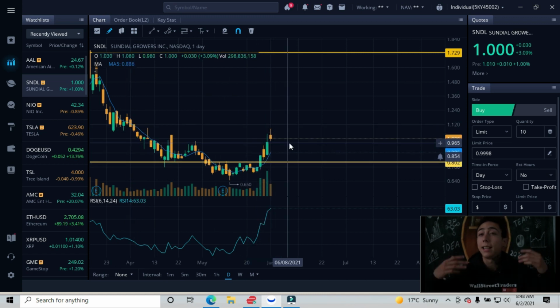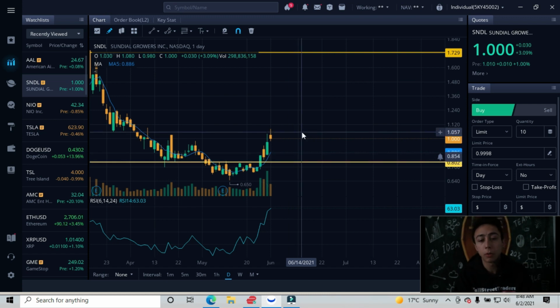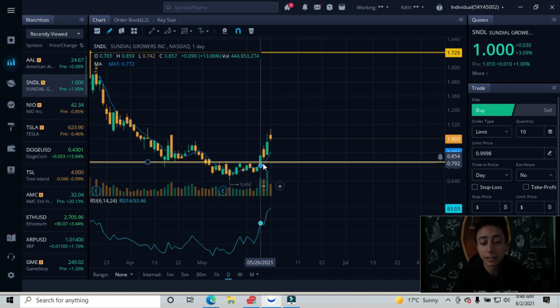So the best ideal entry that I can give you guys is that if we can pull back down to either the 86 cent area, or the 80 cent area. These could be great ideal entries. Like I said, once we created this breakout, we wanted to come up and come back down and retest this support. That would create this perfect higher low that we want to see.